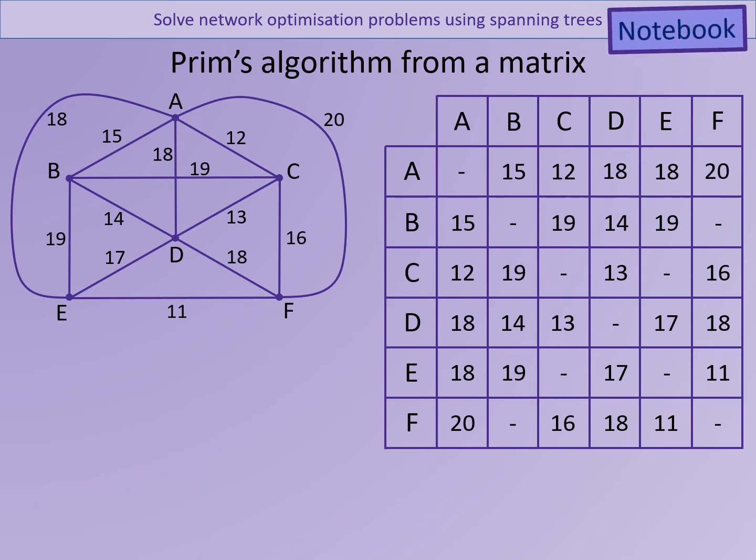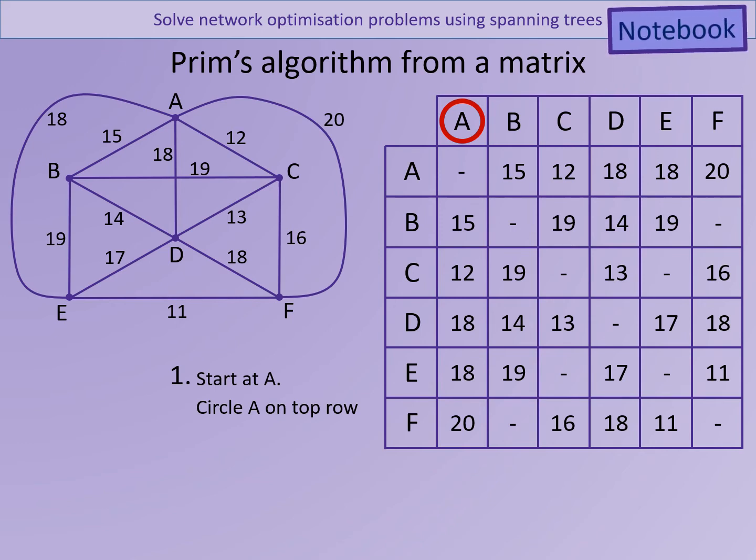Okay, so once we have got the network represented as an adjacency matrix, we can start Prim's algorithm. This is Prim's algorithm in matrix form. The first step is to start at the named vertex. We're going to start at A, and you circle A in this case, so circle the first vertex.